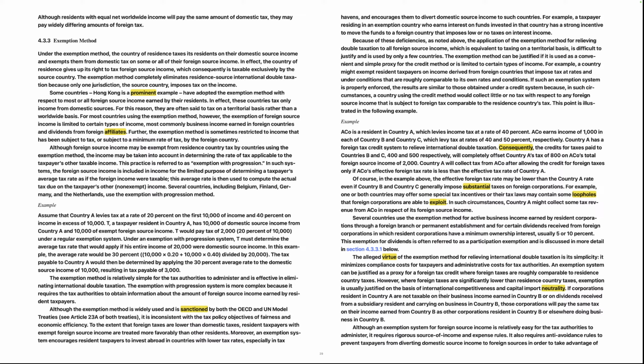Based on international competitiveness, where foreign taxes are significantly lower than residence country taxes. Exemption is usually justified on the basis of international competitiveness and capital import neutrality. Capital import neutrality.